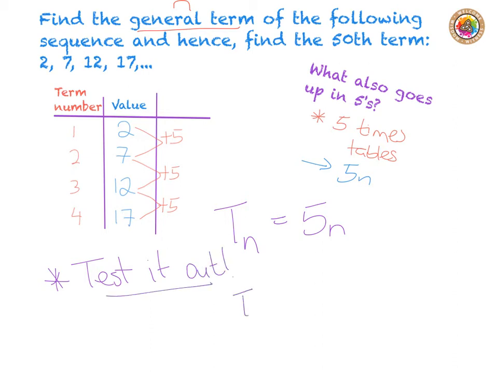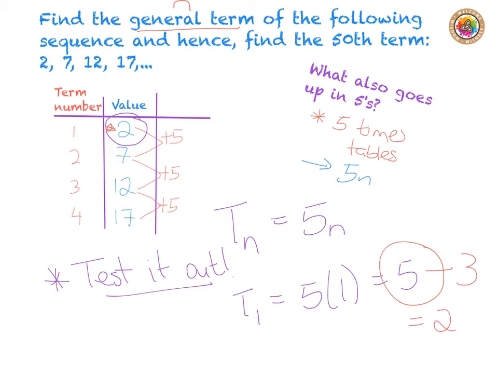I might say T1 equals 5 times 1, which is 5. But if I go back and look at my table, I don't have 5, I have 2. So how do I get from 5 to 2? Well, I would have to take away 3. 5 minus 3 gives me 2. So now I can adjust my general rule to say 5n minus 3. And this will be my general rule.